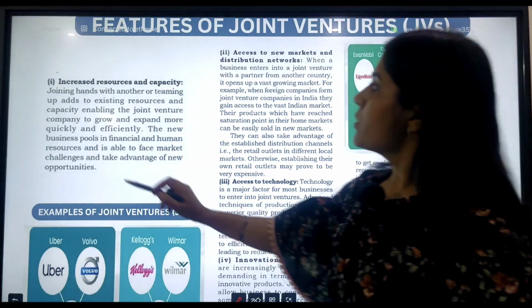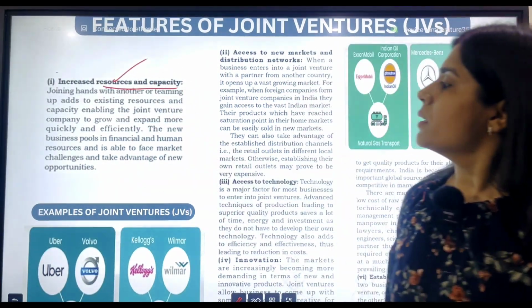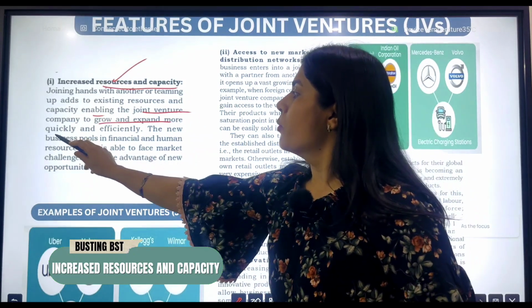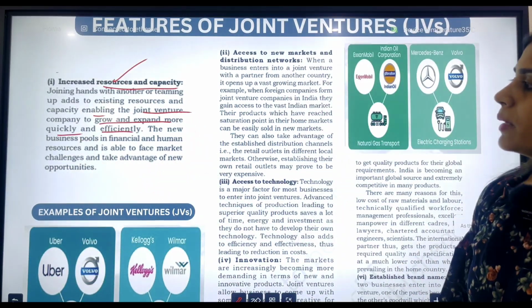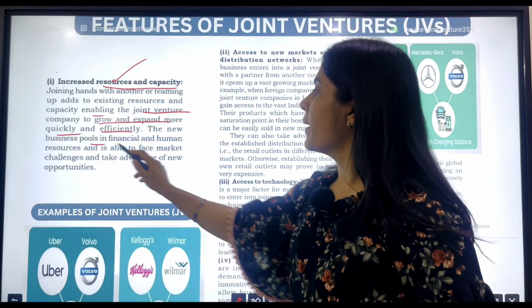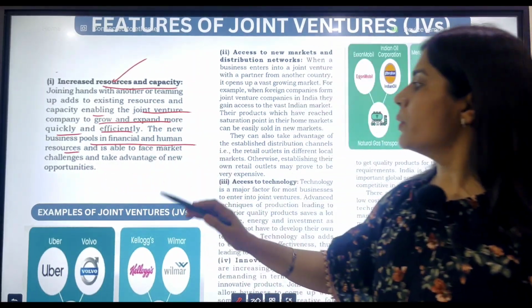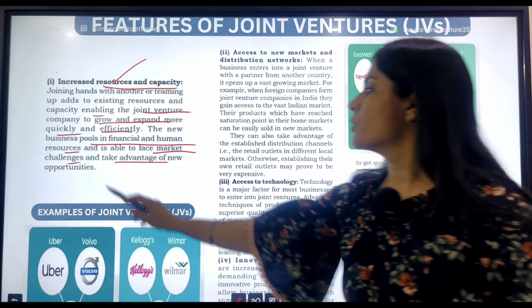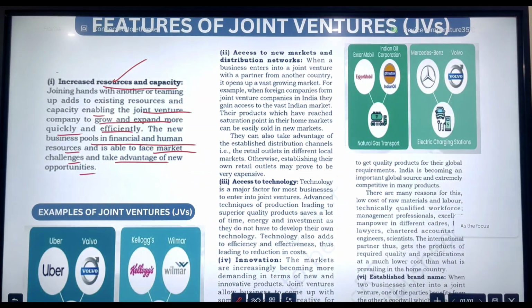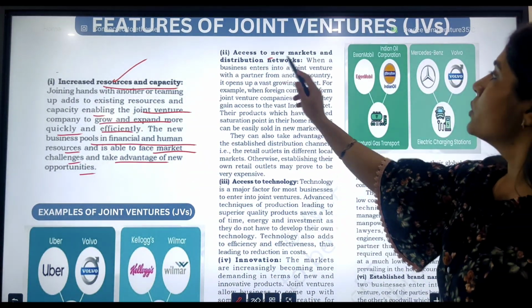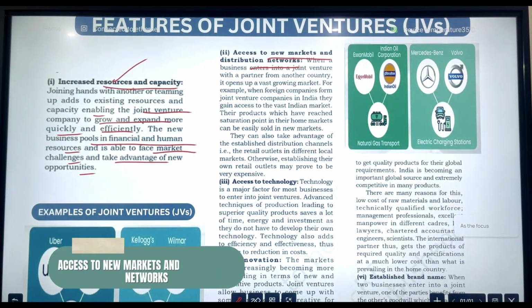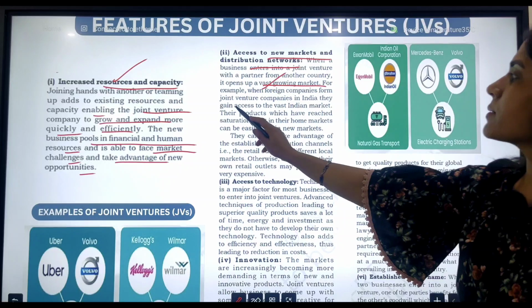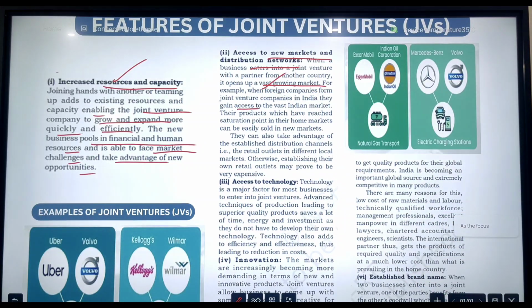So here, increased resources and capacity, as we have discussed, enables the joint venture to grow and expand more quickly and efficiently, and they have all kinds of pooling of financial as well as human resources. Even the market challenges now become opportunities, and they take advantage of each other's new markets and opportunities. They have entry into new markets and distribution networks. With collaboration, they become a very fast growing market, and they gain access to vast territory also.